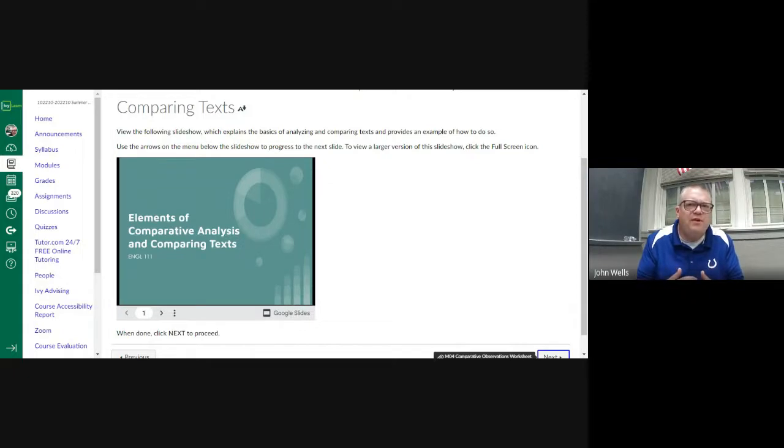If you think about the news, we get these things all the time, right? Like, this is the worst whatever since 19-whatever, right? And what they're doing is they're comparing those two things. And we have to be able to ask ourselves, is that an apt comparison or not? This slideshow will walk you through some of those processes.